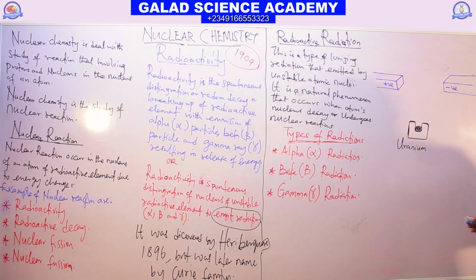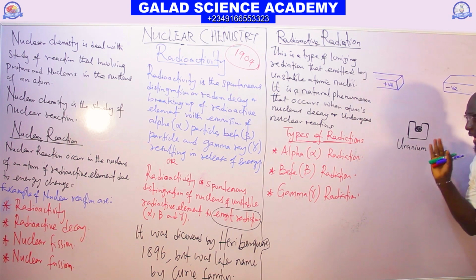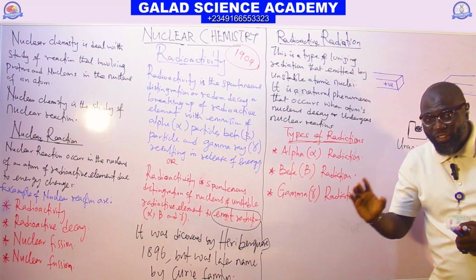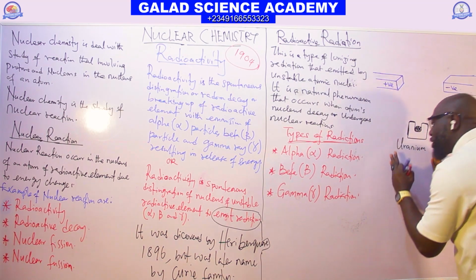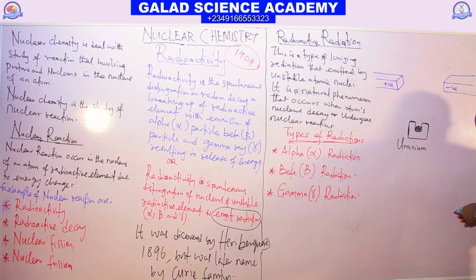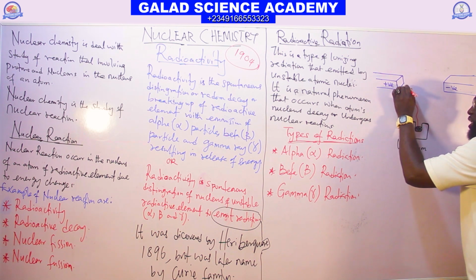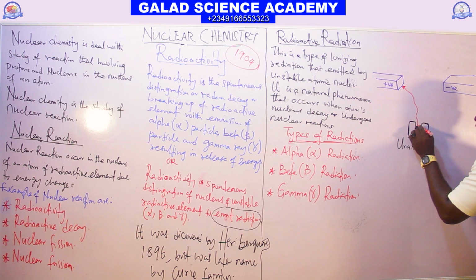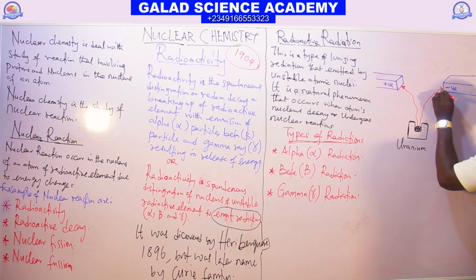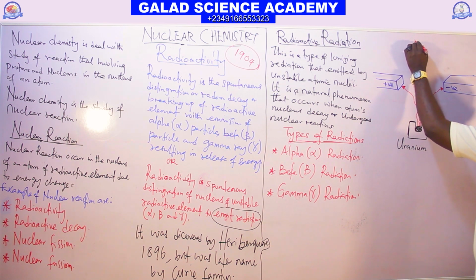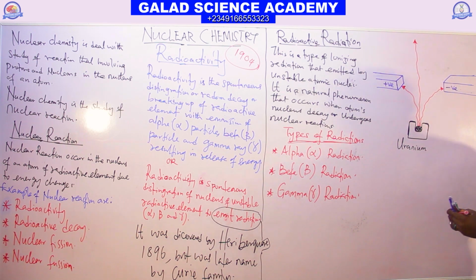So this is a radioactive element, uranium. This uranium can undergo natural radioactivity, so the emission of radiation can come out from this uranium naturally. When the radioactive radiation is coming out from uranium, observe that one of these radioactive particles is moving like this toward the positive. Another one comes out from here and goes to the negative. And another one is coming out and moves up.